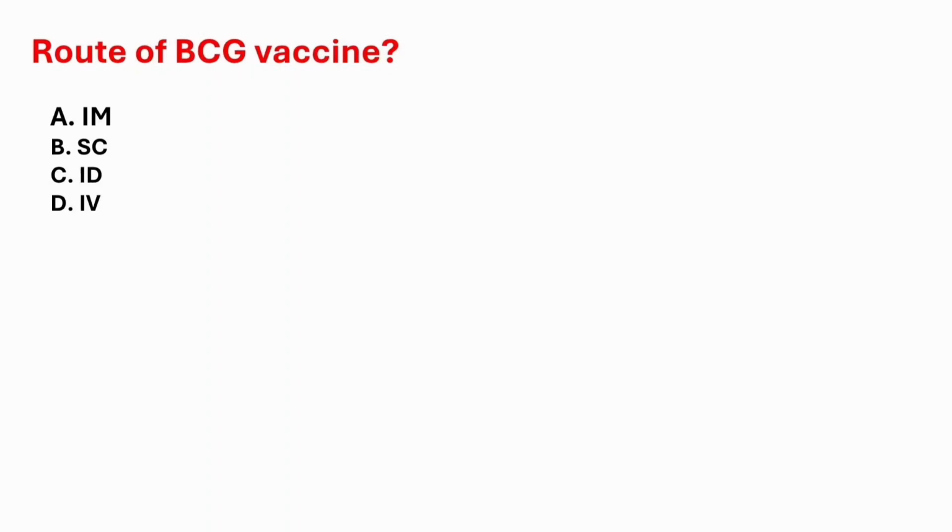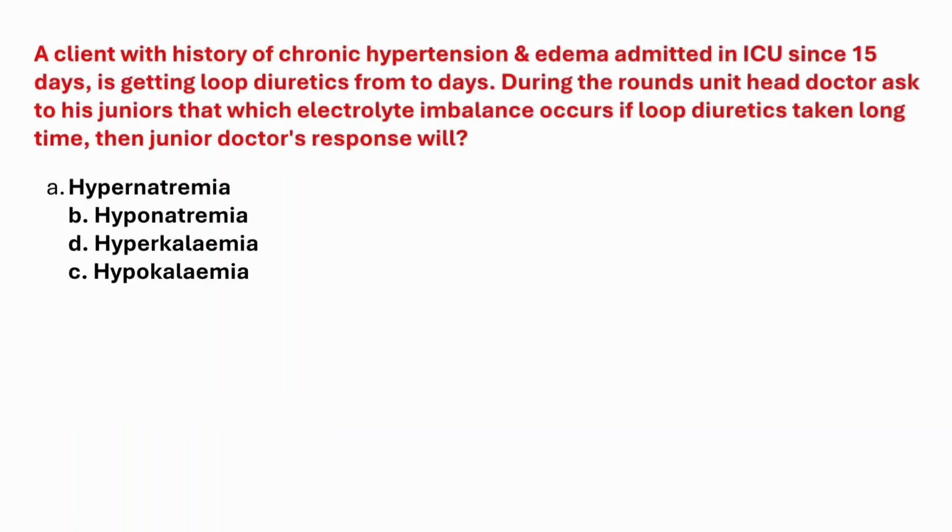Route of BCG vaccine: A. Intramuscular, B. Subcutaneous, C. Intradermal, D. Intravenous. The correct answer is C. Intradermal.